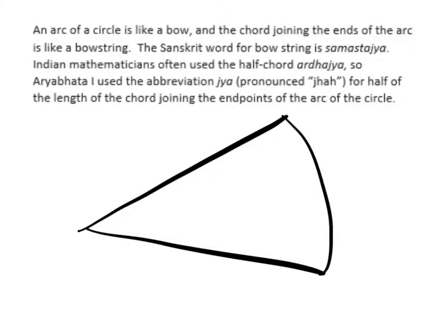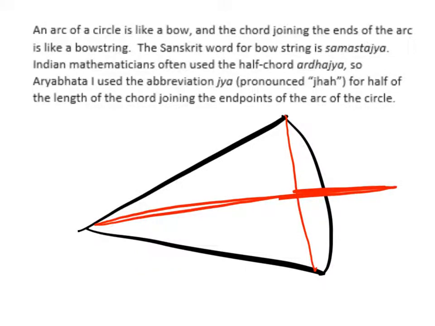The Sanskrit word for bowstring is samastaja. Indian mathematicians often use the half chord, ardhaja, so that Aryabhata used the abbreviation ja for half the length of the chord joining the endpoints. So here is the chord joining the endpoints. He used the word ja for half of that, and look what happens when you go through there. You have created a triangle with an angle theta, and he named that piece ja. And it's a right triangle.